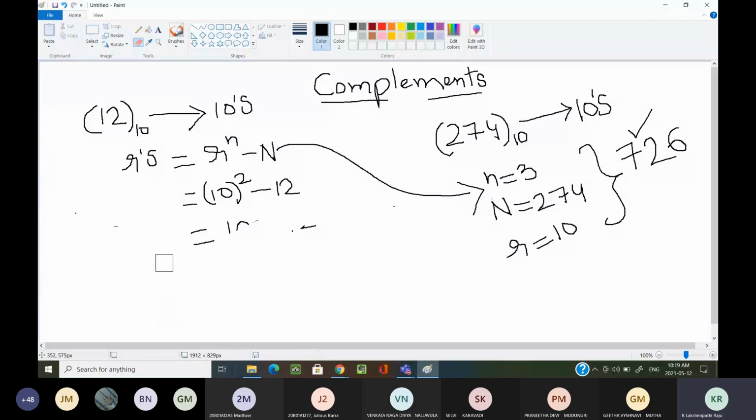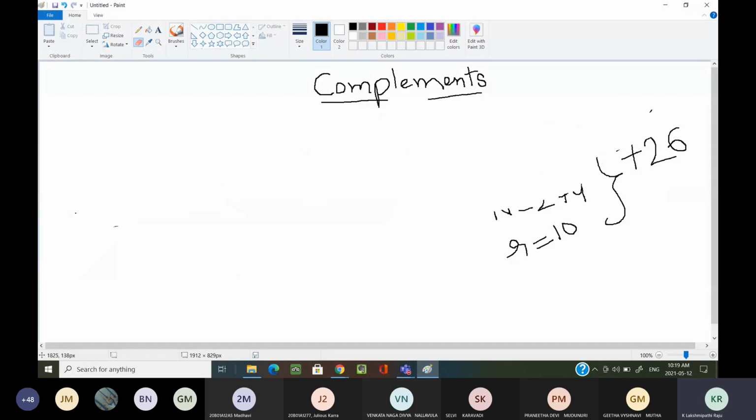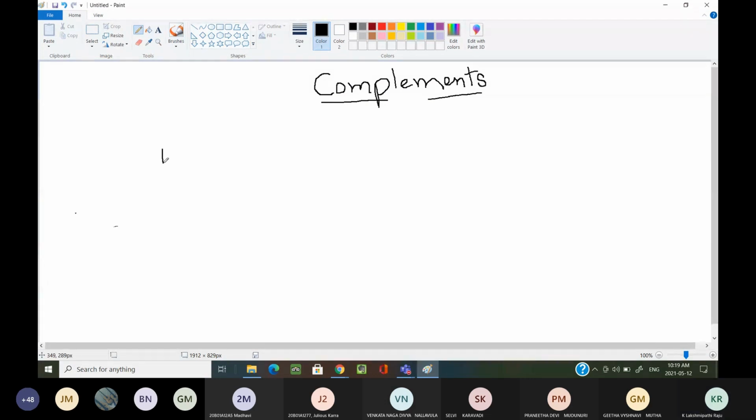Do one final problem and then we move on to the other number systems. I can give you one more problem. Just wait. Calculate the tens complement of the given number.